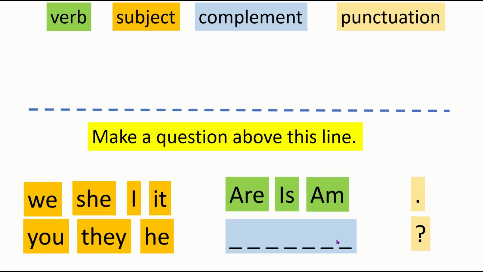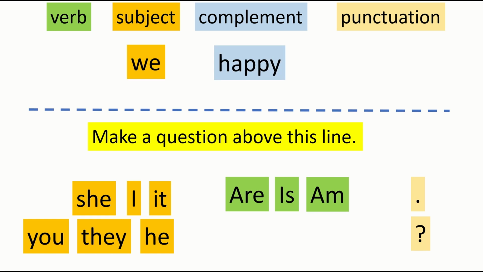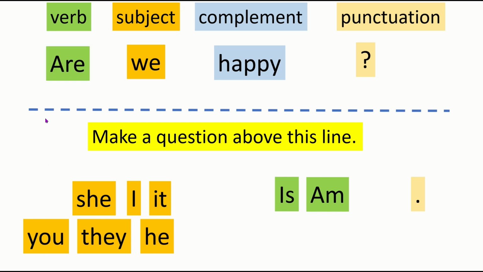Okay. Here is the adjective. I can use any adjective I like. How about happy? So, what do we want for subject? How about we? Let's use we. So, I put that in the subject place. I've got happy in the complement place. I know this is a question. Question. And I need a verb. So we, I need are. Are we happy? Question mark. Yes, we are happy.